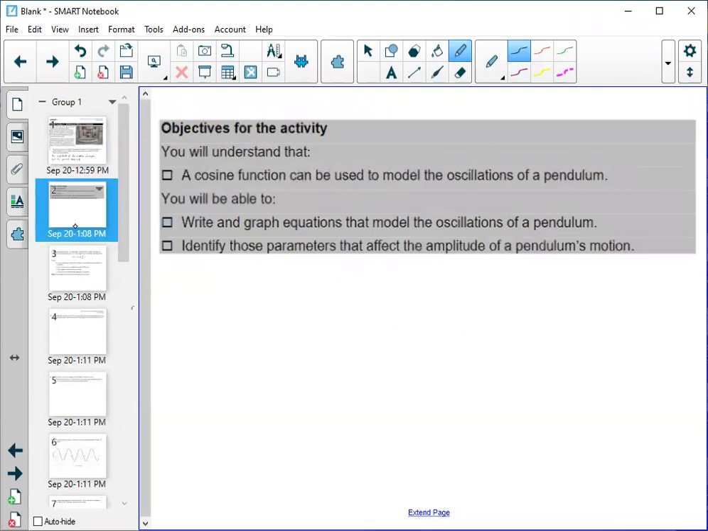Objectives for the activity. You will understand that a cosine function can be used to model the oscillations of a pendulum. You will be able to write and graph equations that model the oscillations of a pendulum and identify those parameters that affect the amplitude of a pendulum's motion.